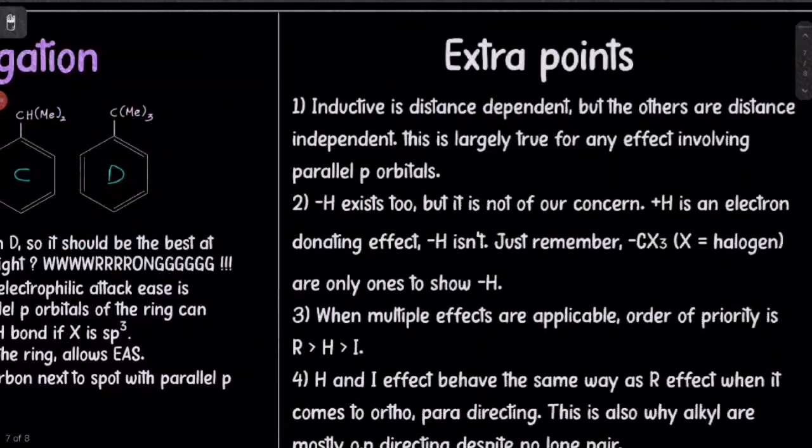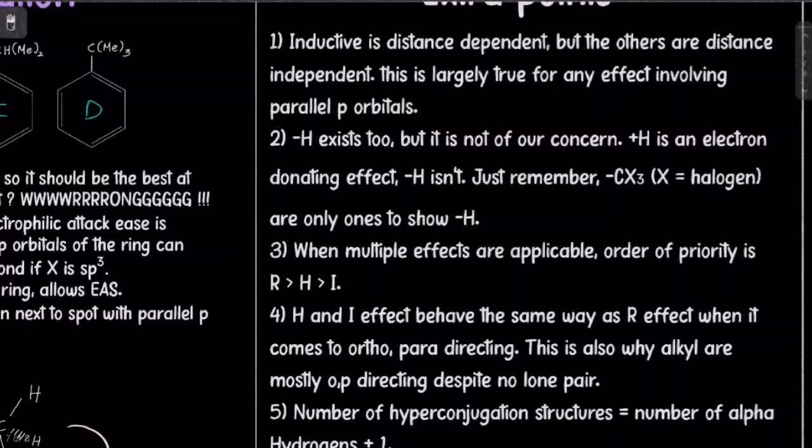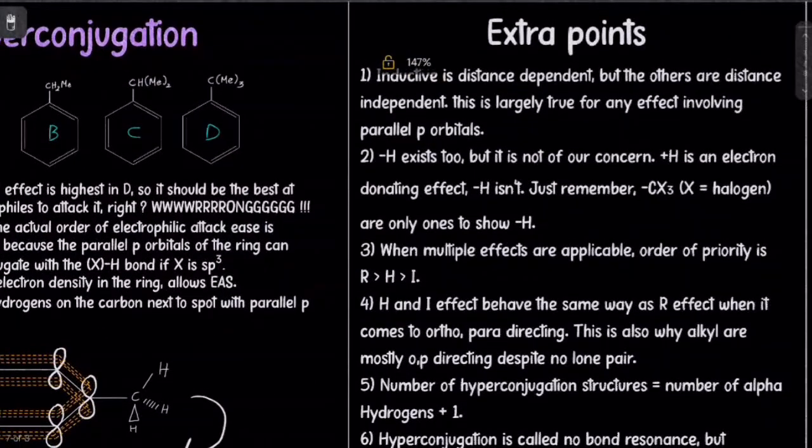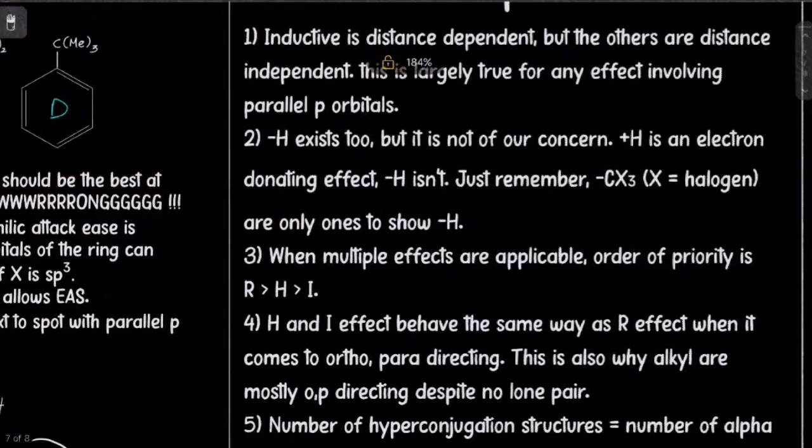And these are some extra points. The inductive effect is distance dependent, but the others are distance independent. And the distance independent clause is true for any effect involving parallel p orbitals. The hyperconjugation we saw here was only the plus H effect, but minus H effect exists as well. It is not in our syllabus. Plus H is an electron donating effect. Minus H is an electron withdrawing effect.